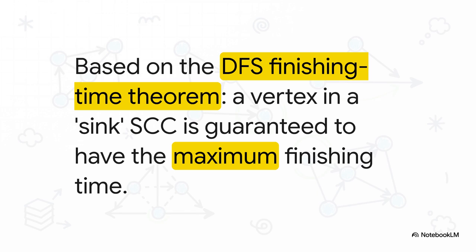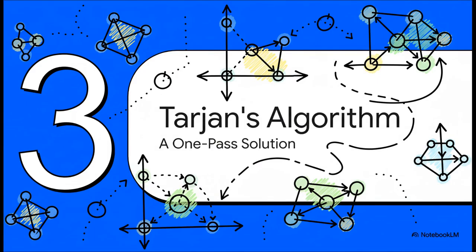That's a district with no roads leading out to any other districts. So by processing in reverse order on the reversed graph, you're basically starting in that sink and cleanly grabbing the entire component. Okay, so if Kosaraju's method is the intuitive two-pass survey, Tarjan's algorithm is its clever, super-optimized single-pass counterpart. It figures everything out on the fly, all during a single exploration of the graph.